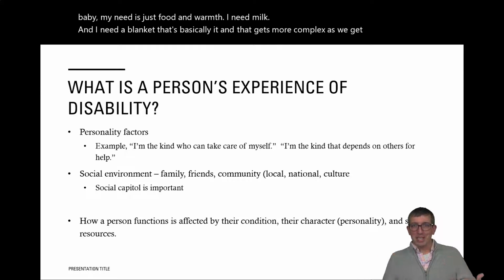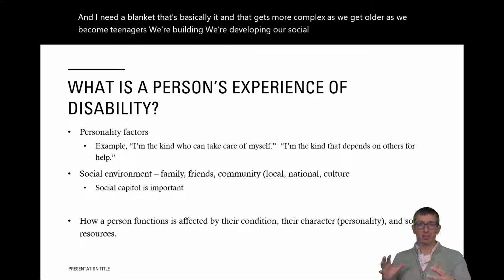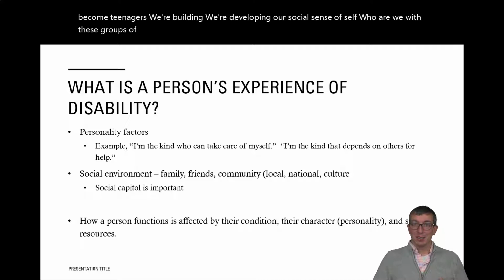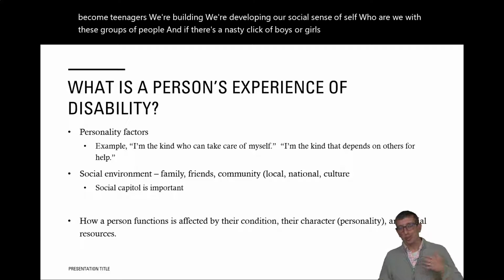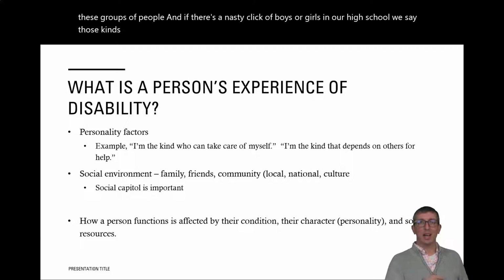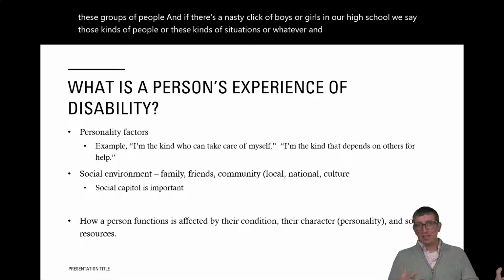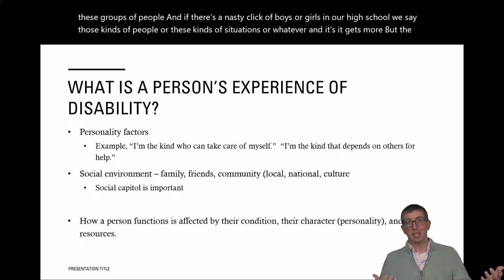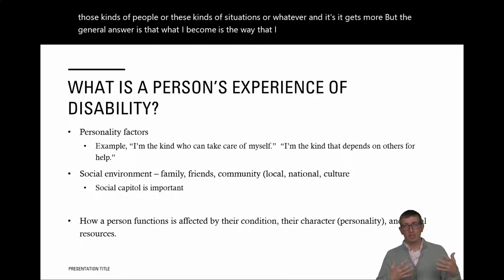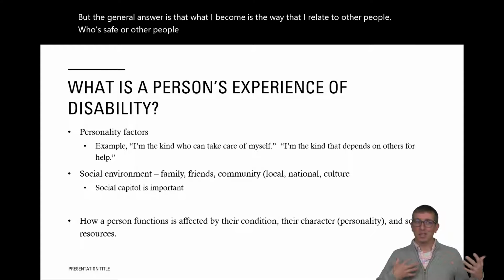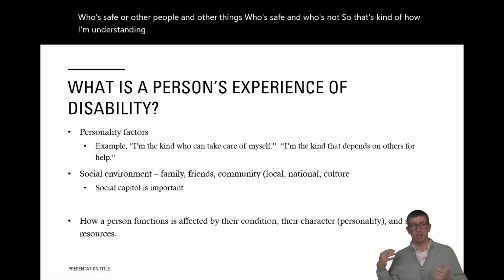As we become teenagers, we're developing our social sense of self. Who are we with these groups of people? And if there's this nasty clique of boys or girls in our high school, we say those kinds of people or these kinds of situations or whatever. And it gets more complex, but the general answer is that what I become is the way that I relate to other people and other things, who's safe and who's not. So that's kind of how I'm understanding personality and how it's developed.